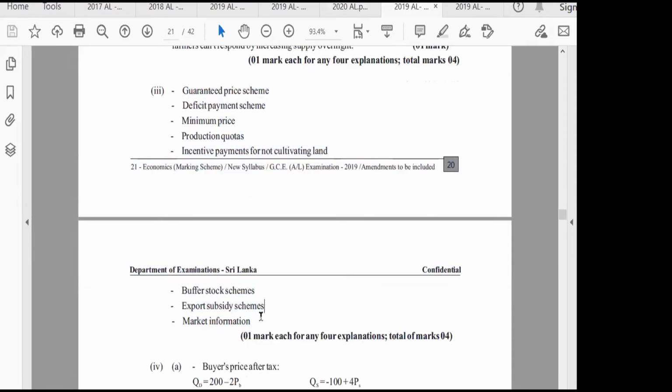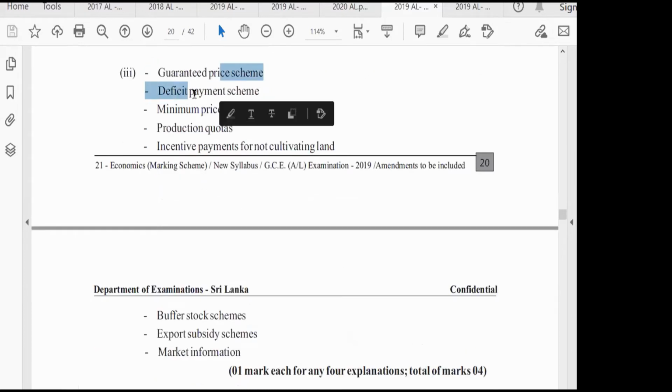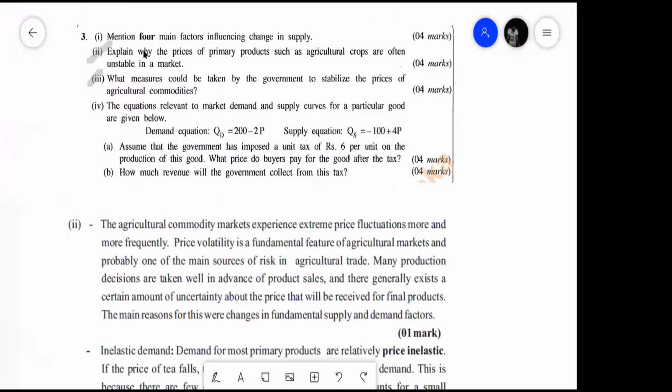So what has the government done? That. Why is the price fluctuating? Now, usually in your syllabus, we don't really study why the price is fluctuating. We study what the government does. We study guaranteed prices, deficiency payment, minimum prices, all of that, but we don't really study why it happened. So this is a little bit of a tricky question. They're asking you why the prices are unstable. In the second part, they're asking what the measures are. The measures are the ones that we have studied.